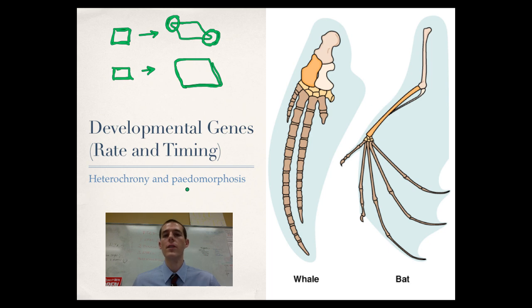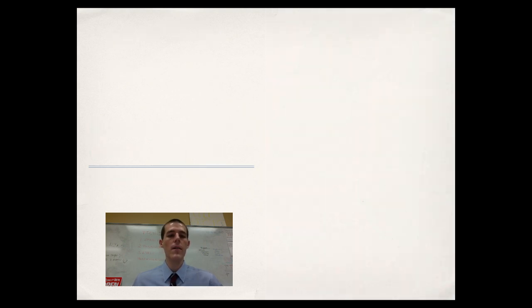So these animals were essentially locked into a childlike form. They grew, they got bigger, but they still had the features of the juvenile organism of their species. So those are two ways that developmental genes, like the rate at which they're expressed, heterochrony, and the timing, paedomorphosis, could have given us novel body forms.